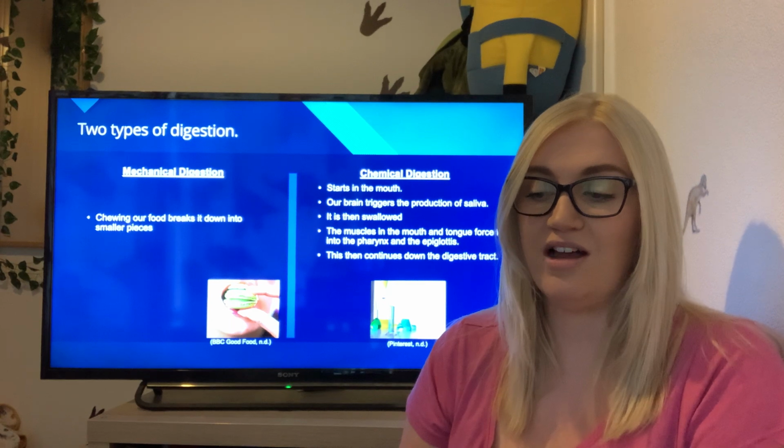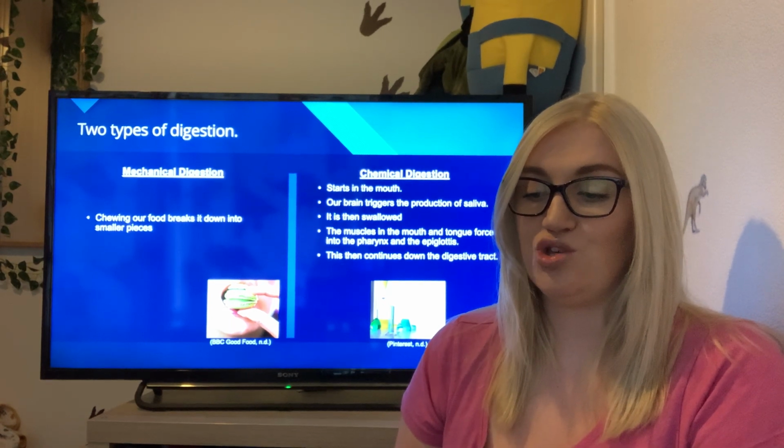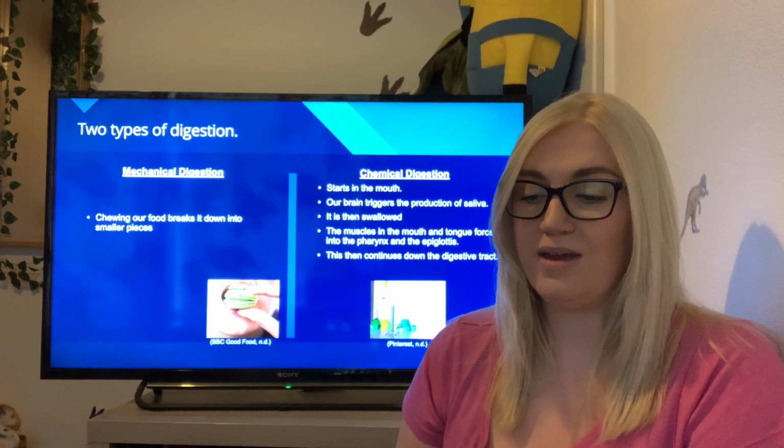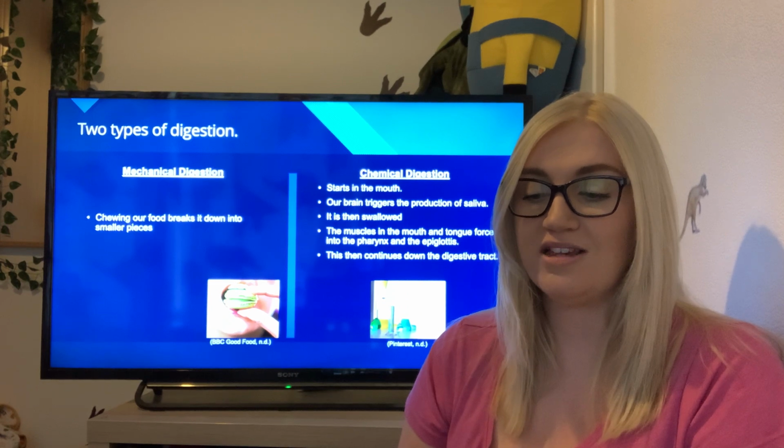In the saliva, there are digestive enzymes named amylase. This breaks down the starch into sugars. It softens the food, thus making it easier to swallow. Once swallowed, the muscles in the mouth and tongue force the food into the pharynx and the epiglottis.